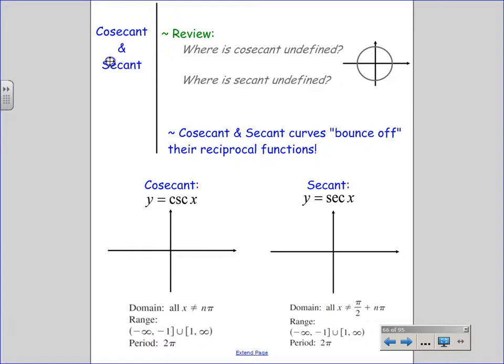So cosecant and secant, guess what? They're super, super similar. But what's different? Cosecant says, hey, remember me? I'm the reciprocal of, ooh. Who? Sine. And secant says, hey, remember me? I'm the reciprocal of? Undefined. When tangent was undefined or cotangent was undefined, what was on their graphs?